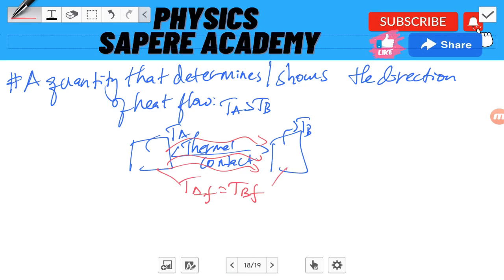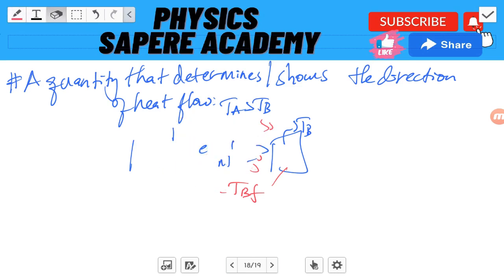So since the temperature of A is greater, heat is going to flow from A to B. So temperature is a quantity which shows us the direction of heat flow. It's going to flow from something at higher temperature to something at lower temperature.